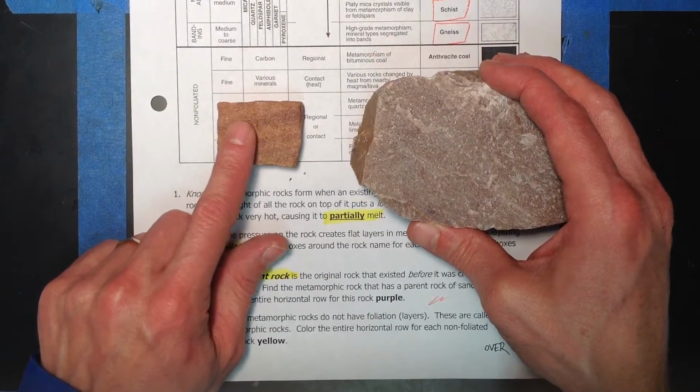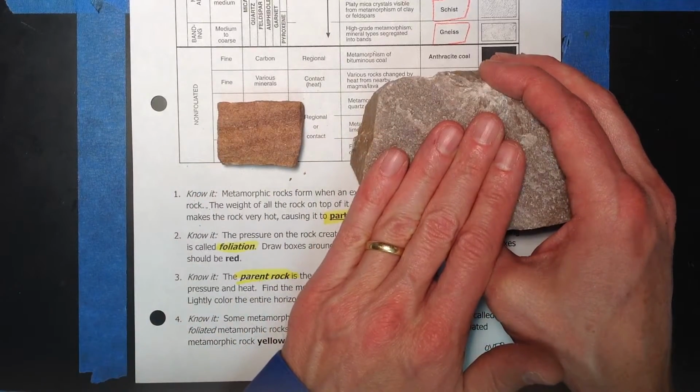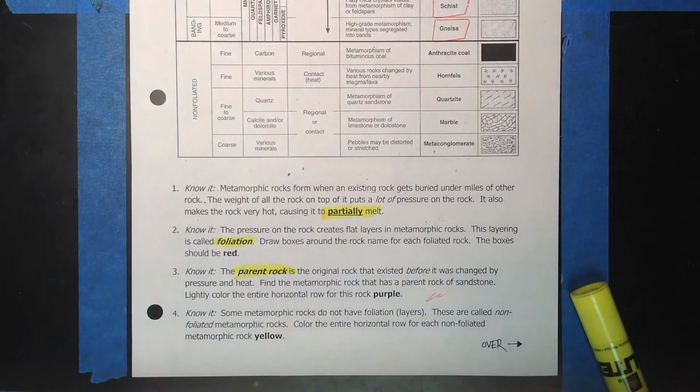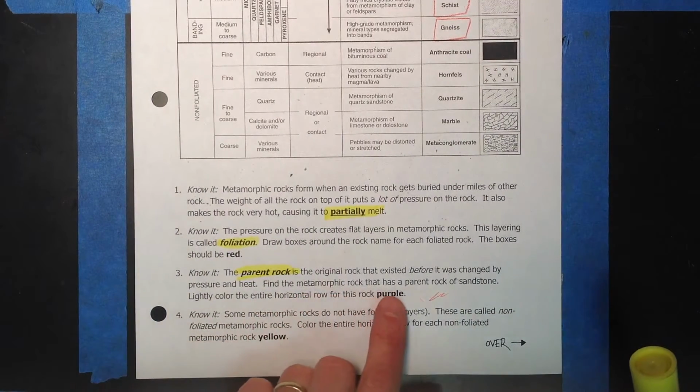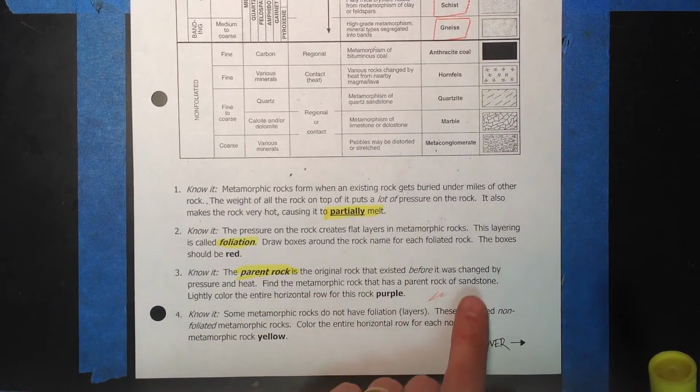In this case, it is sandstone, and then the metamorphic rock would be quartzite. So that's the key part of what we mean by parent rock. Find the metamorphic rock that is a parent rock of sandstone. Oh, I just talked about that one.